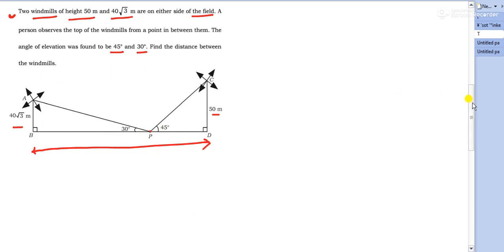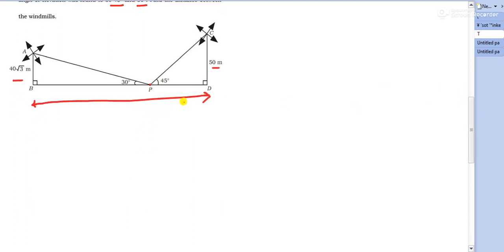So I will not draw any extra figure. Just look at this triangle, which you can write as CDP or PDC. Angle D is 90 degree, right? So we can use tan 45 here. What is tan 45? O by A. O is CD and A is PD. So tan 45 is 1. What is CD? It is 50 and PD is unknown.